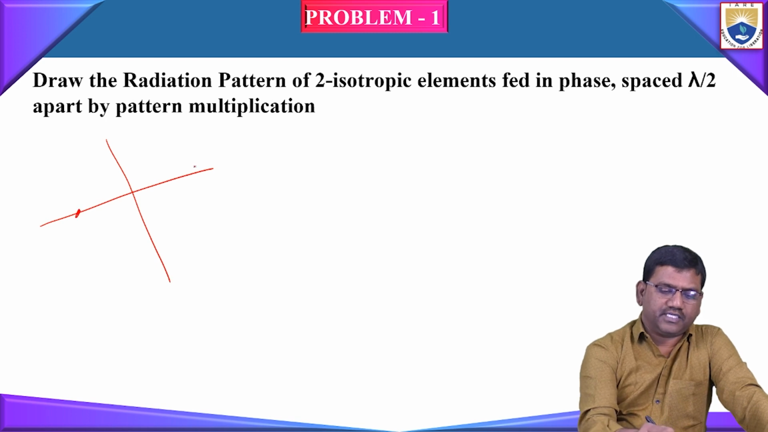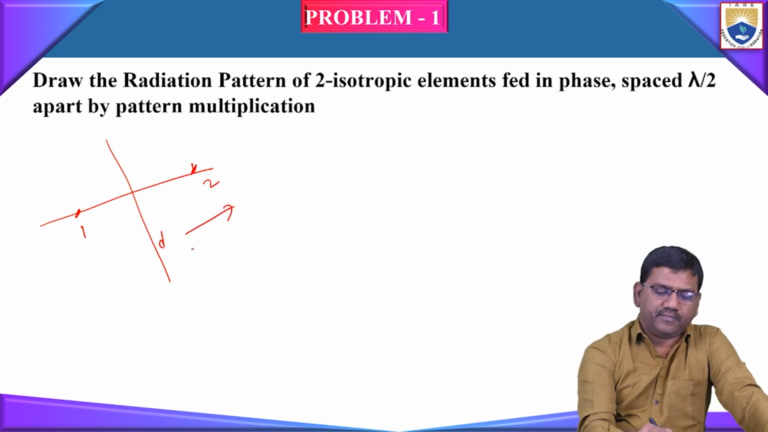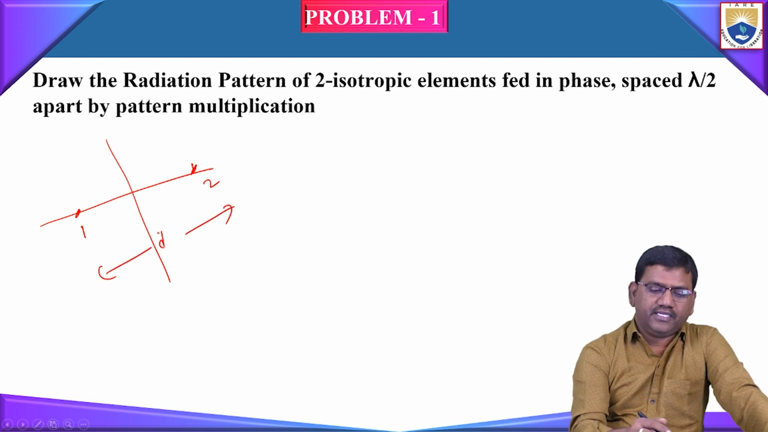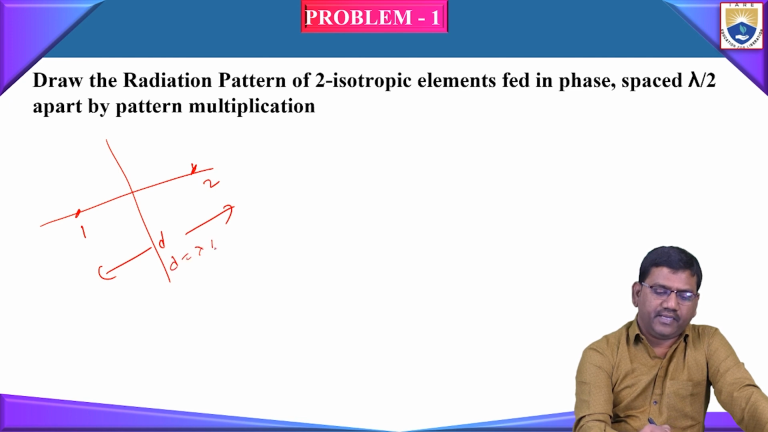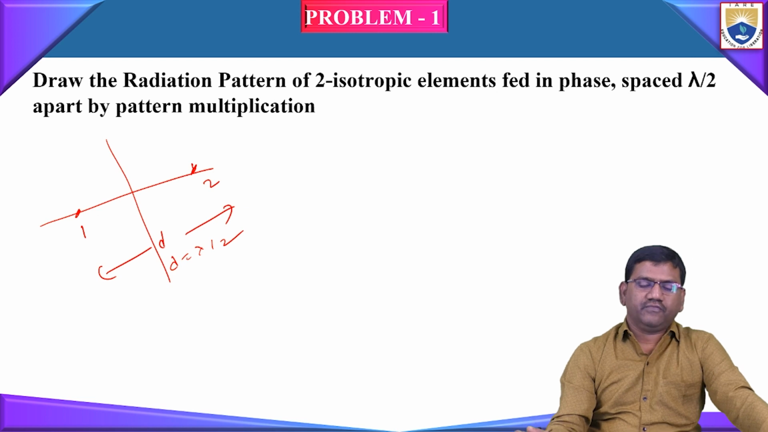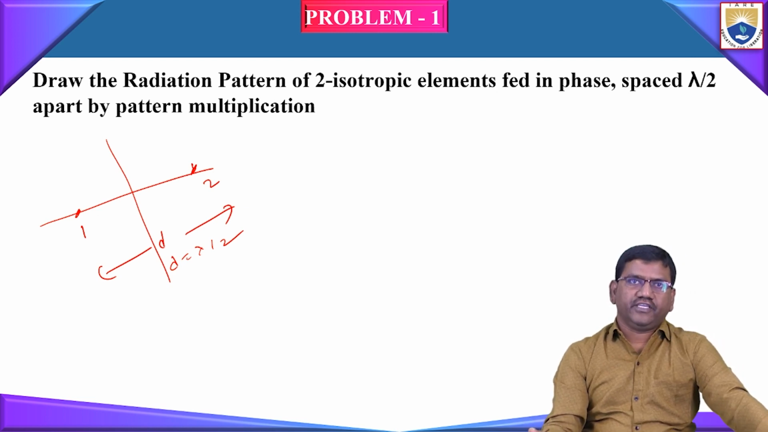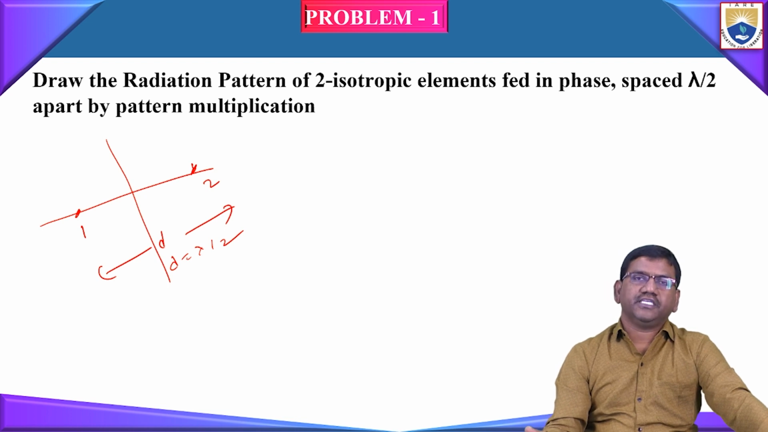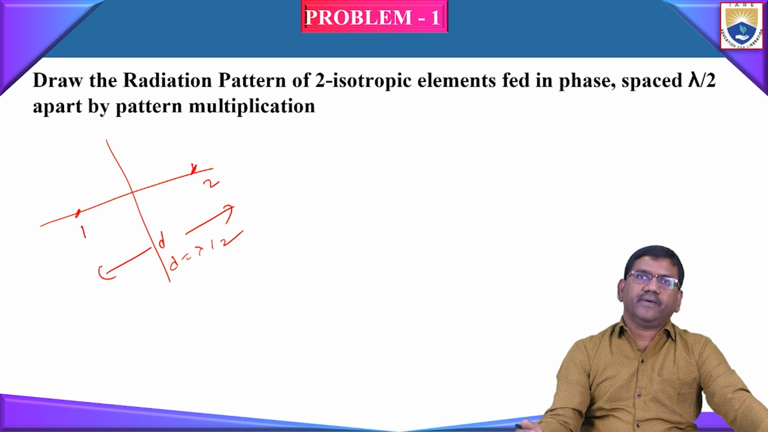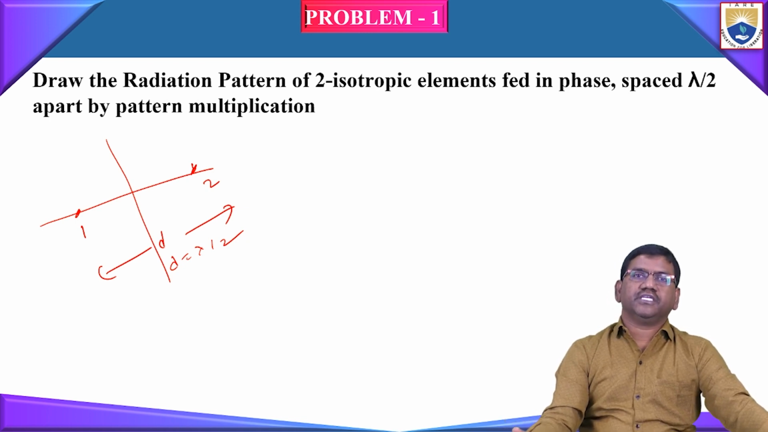There are two elements here. Let us assume this as element one and this as element two, and these two elements are separated by some distance, given as d equal to lambda by 2. Now if we want to draw the radiation pattern, we need to find the value of E, the electric field radiated by each individual element, and the total field pattern is given by the summation of the field produced by each individual element.